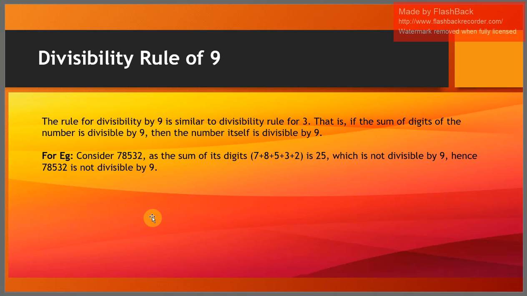Divisibility rule of 9. The rule for divisibility by 9 is similar to the divisibility rule of 3. That is, if the sum of digits of the number is divisible by 9, then the number itself is divisible by 9. For example, consider 78532, as the sum of digits 7 plus 8 plus 5 plus 3 plus 2 is equal to 25, which is not divisible by 9. Hence, 78532 is not divisible by 9.